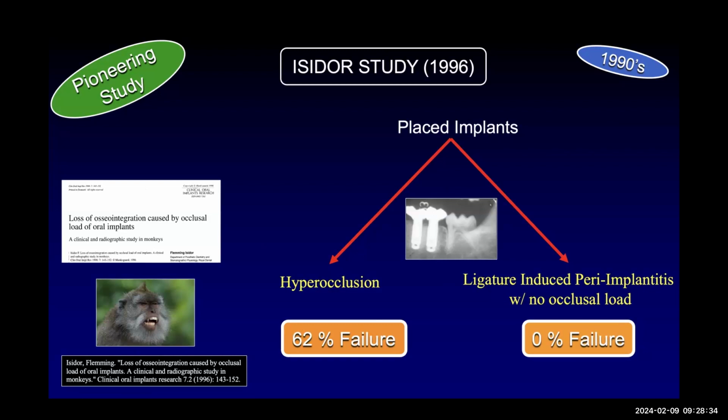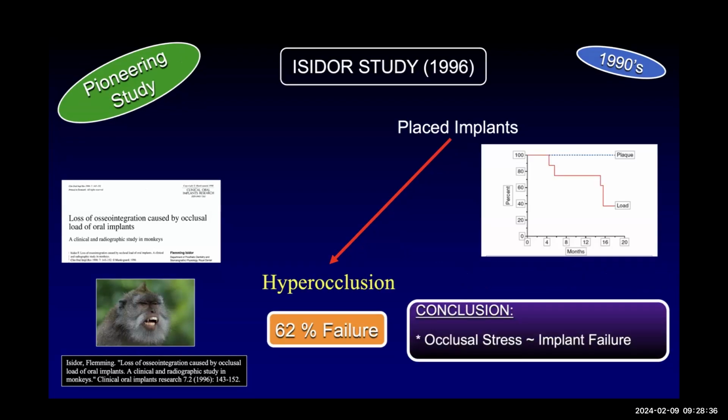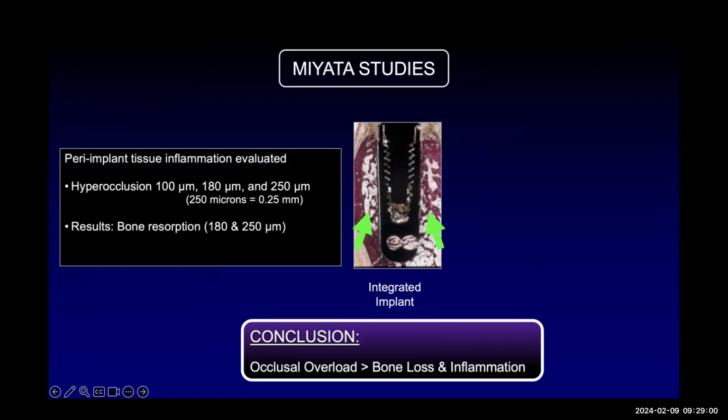So what were the results of his multiple studies? He found that on the hyperocclusion side, 62% of those implants failed, whereas on the other side, with the ligature-induced peri-implantitis, 0%. So the bottom line is his conclusion was occlusal stress will lead to implant failure. However, again, that was in animals.